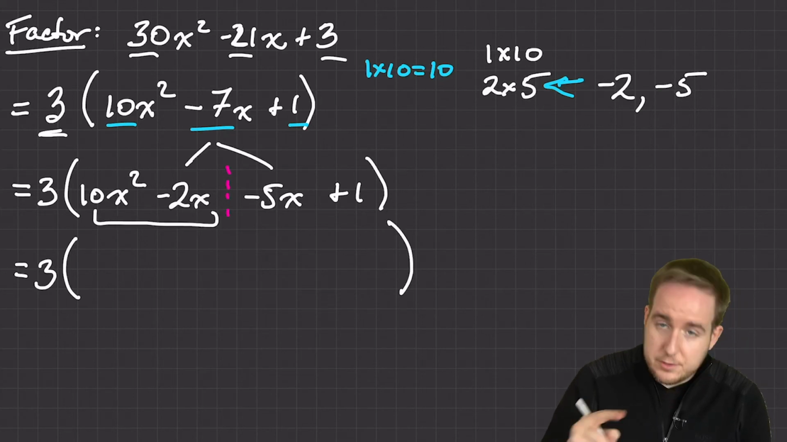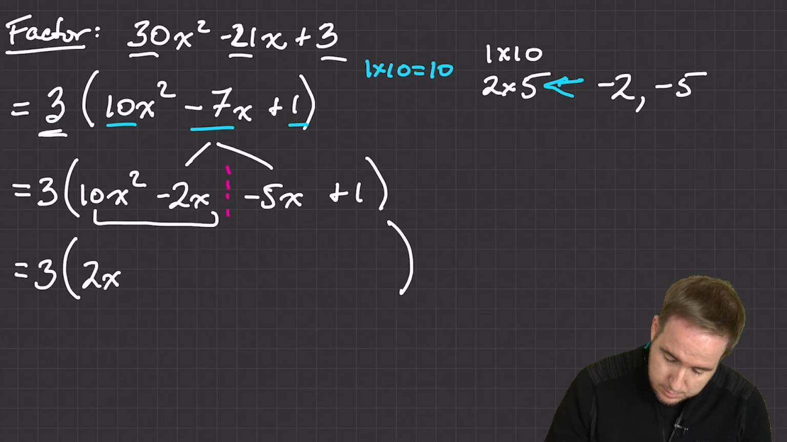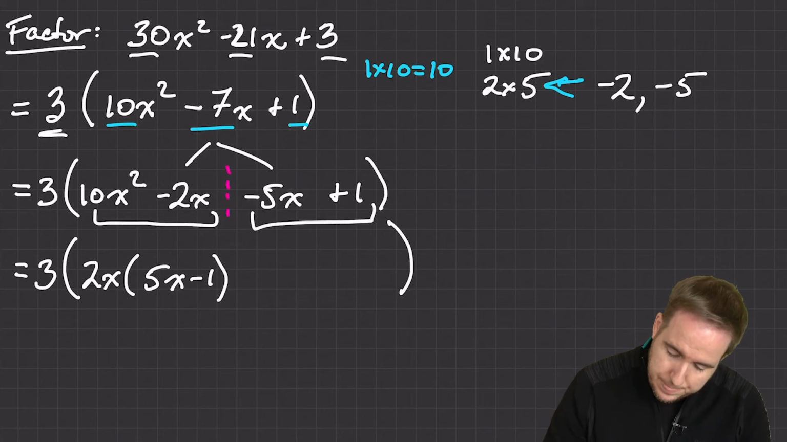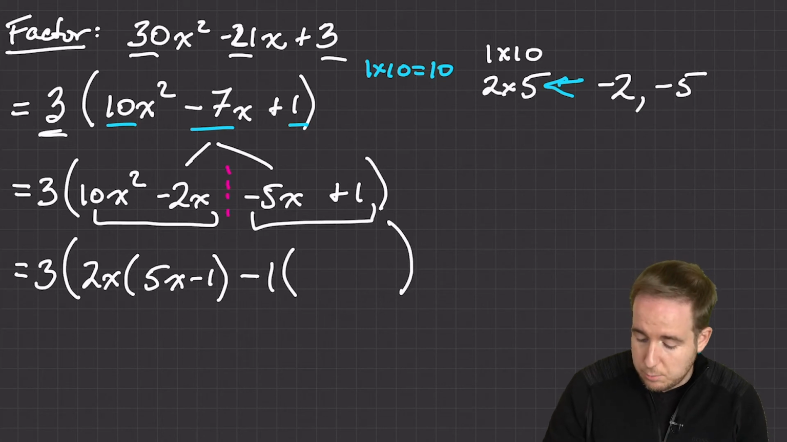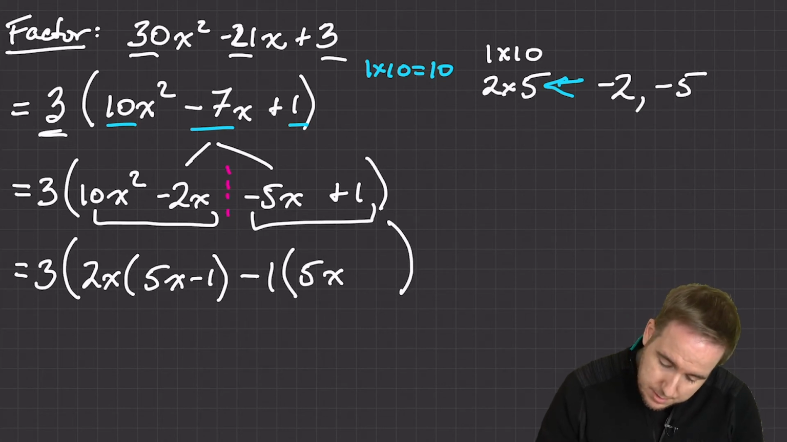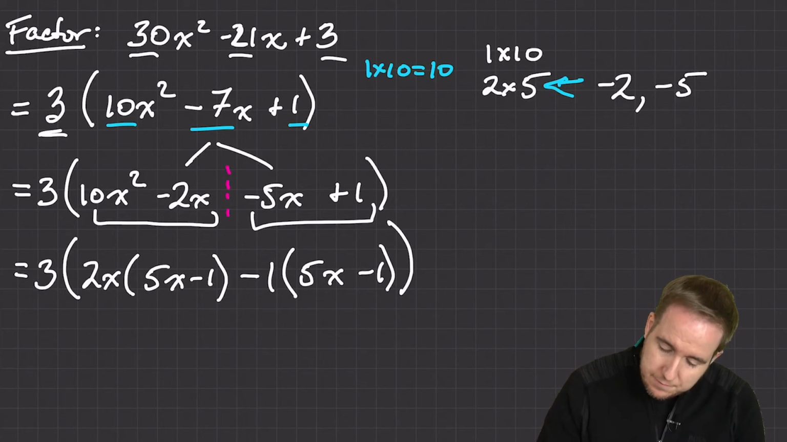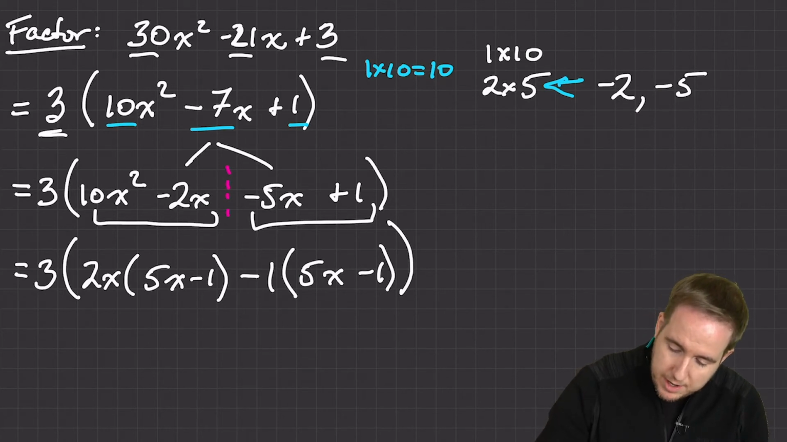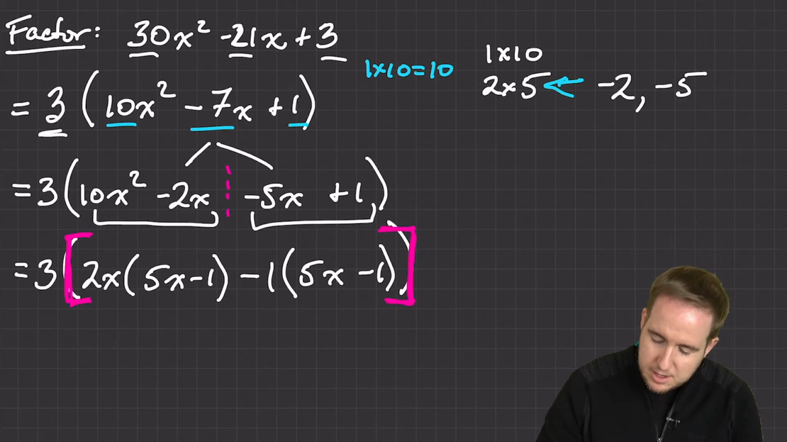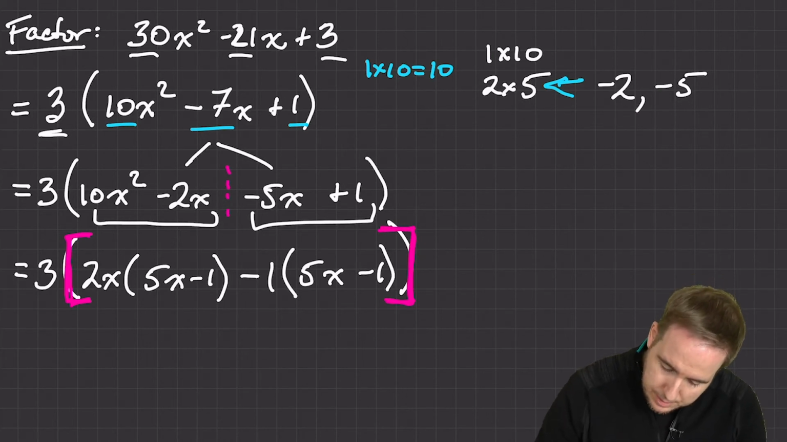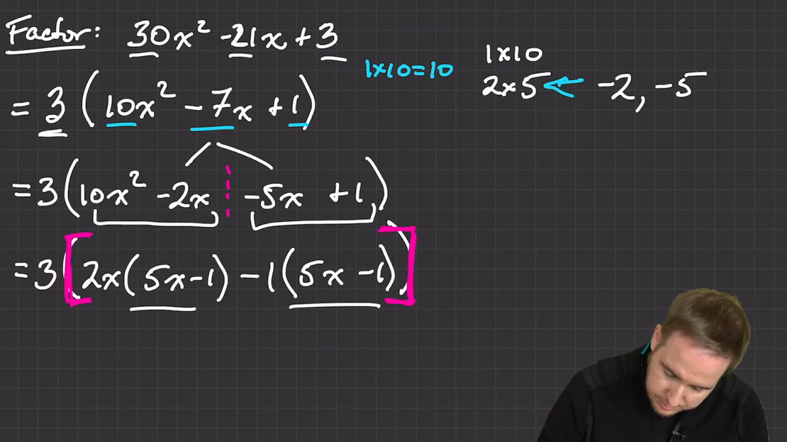The first two, divisible by 2 and divisible by x. That would leave 5x and minus 1. Second two, nothing in common, but if there's a minus, I always take the minus. So what they have in common is minus 1. 5x minus 1. If it bothers you to have brackets inside of brackets, you can make these brackets square, so you have some way of telling them apart and reminding yourself that they're separate. This pulls out to the front. Let's clean that up.